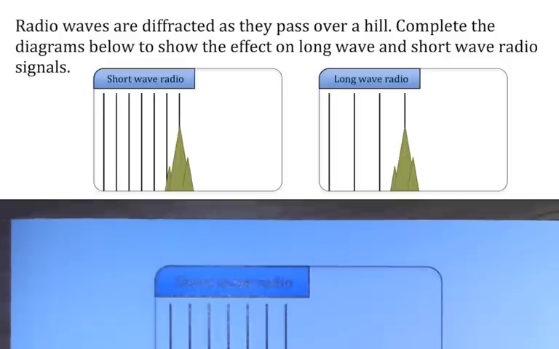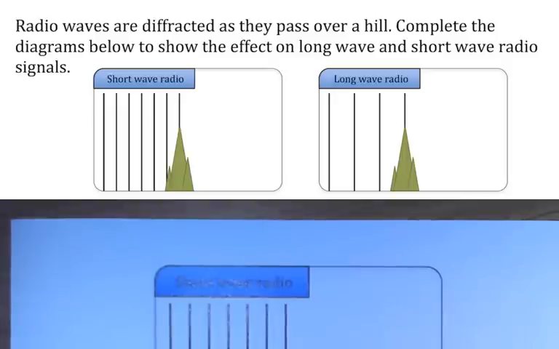Now, before we go to full screen, the question says radio waves are diffracted as they pass over a hill. Complete the diagrams below to show the effect on long wave and short wave radio signals. So the important thing to remember is that the longer the wavelength, the more diffraction we see.